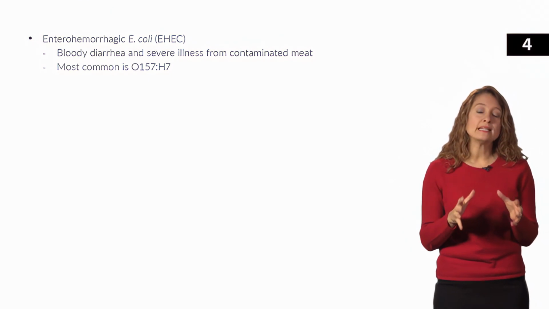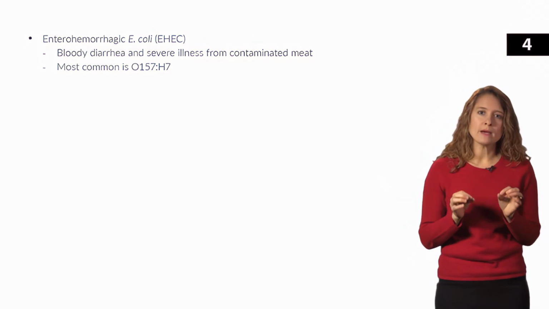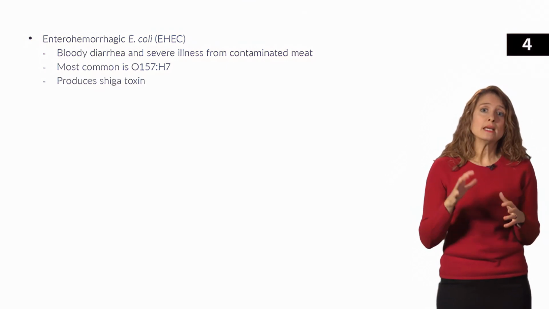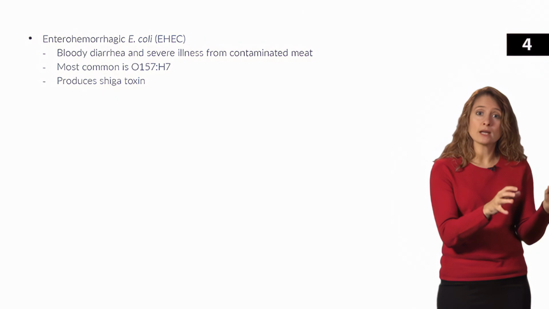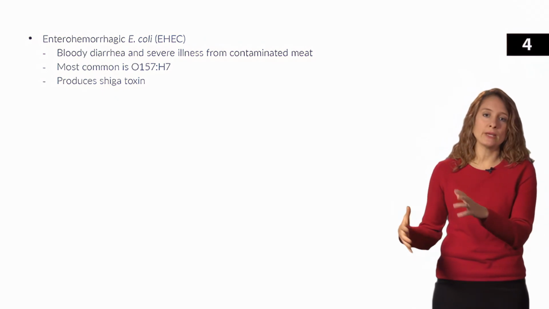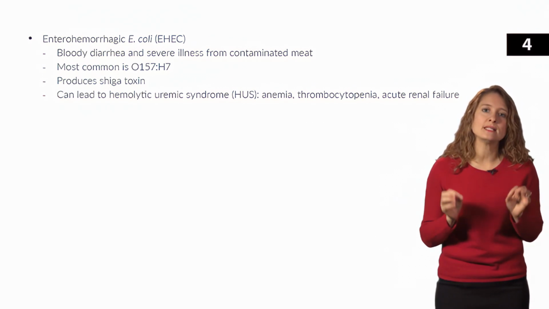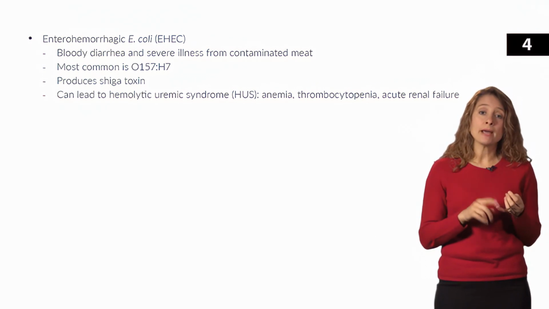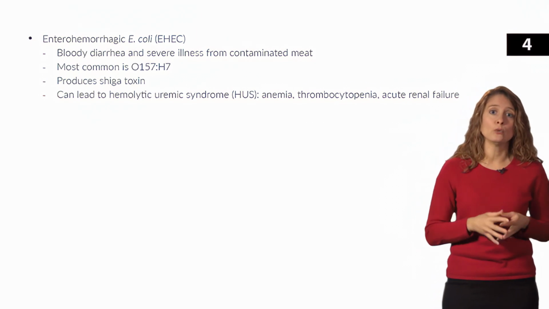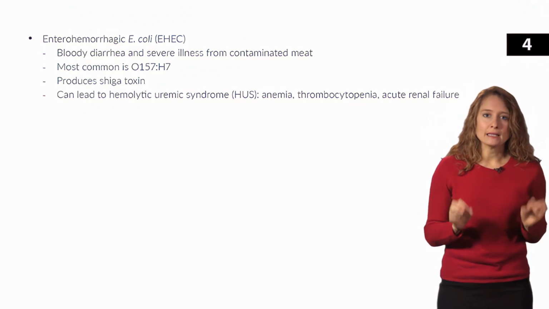This type of E. coli is very serious and potentially deadly. What you need to remember about enterohemorrhagic E. coli is that it can produce Shiga toxin. It's this Shiga toxin that causes vascular damage and results in bloody diarrhea and in hemolytic uremic syndrome, or HUS. HUS is a triad of symptoms: microangiopathic hemolytic anemia, thrombocytopenia, and acute renal failure. This is very, very, very bad and can lead to death.